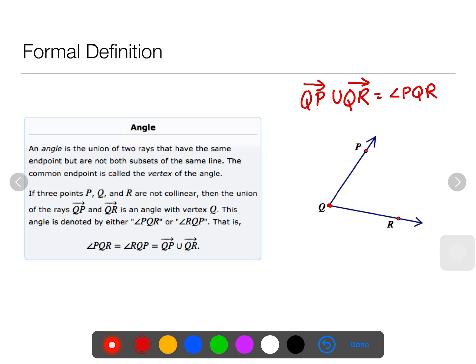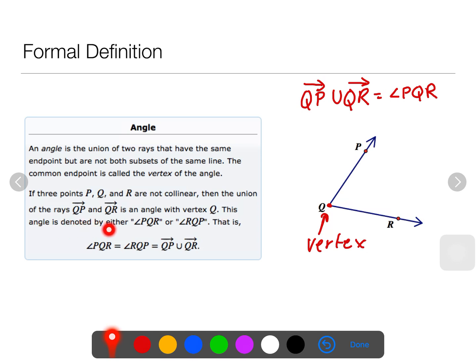Now, the other thing I want you to notice about this definition is it does not allow my angle to be straight. These three points, P, Q, and R, cannot be collinear. That means they cannot lie on the same line. Now, if the three points, P, Q, and R, are not collinear, then the union of the rays QP and QR is an angle with vertex Q. Again, this is the vertex.